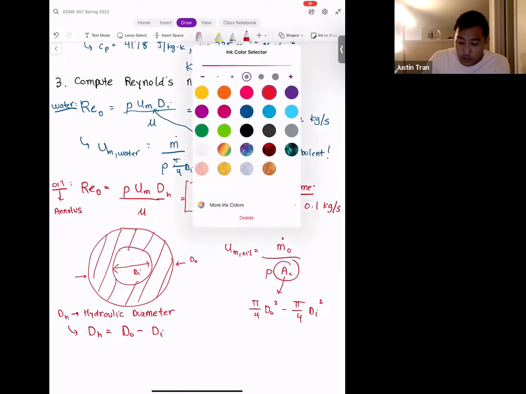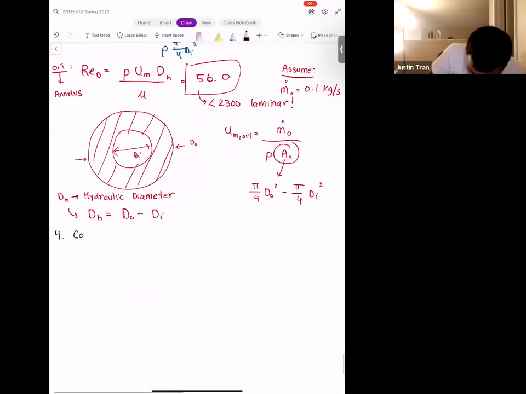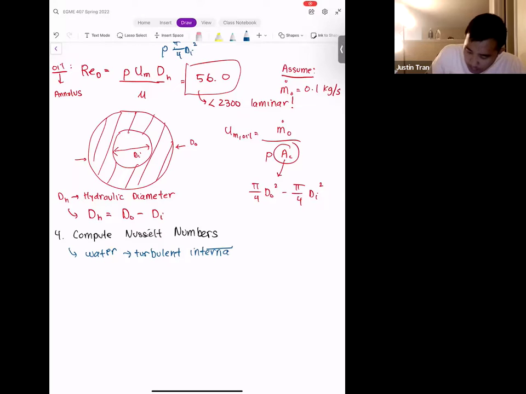Now that we know the Reynolds number, we are set to compute the Nusselt numbers. Again, we'll do this one at a time. Let's do the water first. For the water, we know it's turbulent flow, and for turbulent internal flow, our Nusselt correlation is NuD equals 0.023 times the Reynolds number based on the diameter to the 4/5 power multiplied by the Prandtl number to the 0.4.